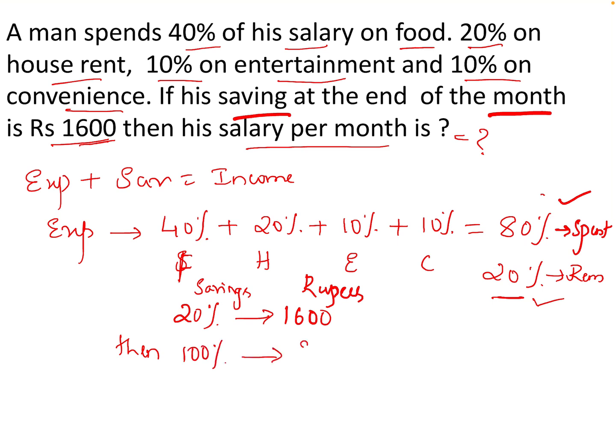So 100% is how much? 100 by 20 into 1600. 5 ones are 5, 5 sixteens are 80, and these two zeros. So his total salary is 8,000. 8,000 is his total income or salary. Next problem.